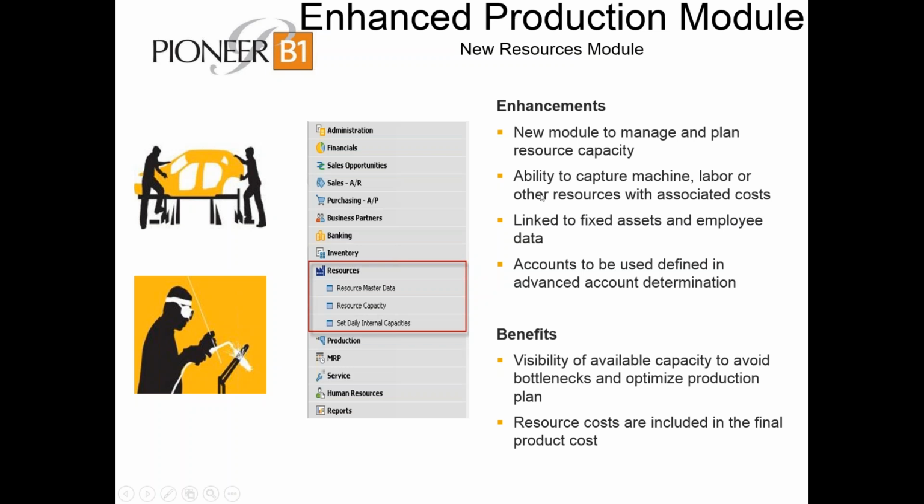So for example, in 9.1 there is a new module to manage and plan resources. It's called resource capacity, where you can enter what are the resources you're working with or the factories, what is their capacity, and based on the open orders and the planning, you can see if your resources are overbooked or not.